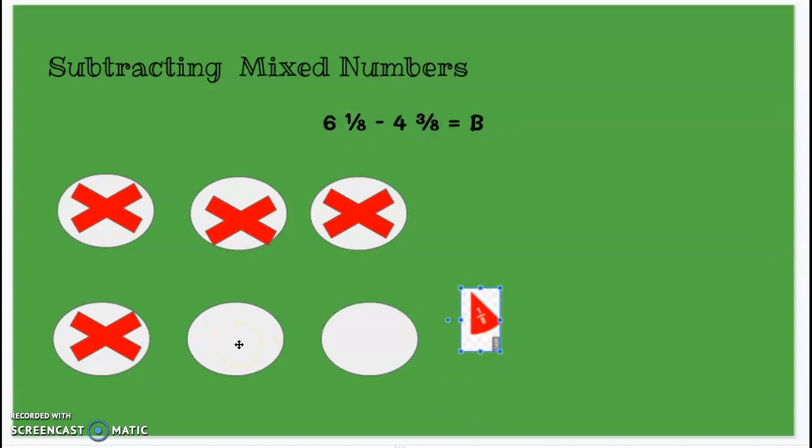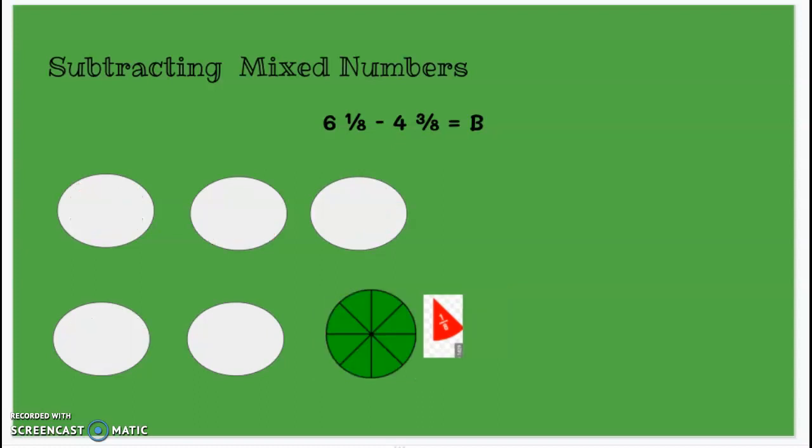So instead, I need to start over. And I need to really think, if I don't have enough fractional pieces, I need to take one whole and break it up into fractional parts. I'm going to take this whole and break it up into eighths. When I do that, I will then have enough pieces to take away my 3/8. So I want your whiteboard to look similar to mine.